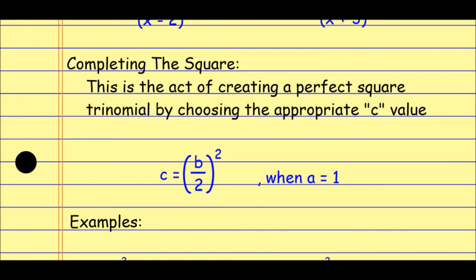There's one little stipulation that we have to be really careful of here. This only works when the A value is 1, when the coefficient for x squared is a 1. If I have anything other than a 1 in front of the x squared, I can't complete the square until I turn that into a 1.